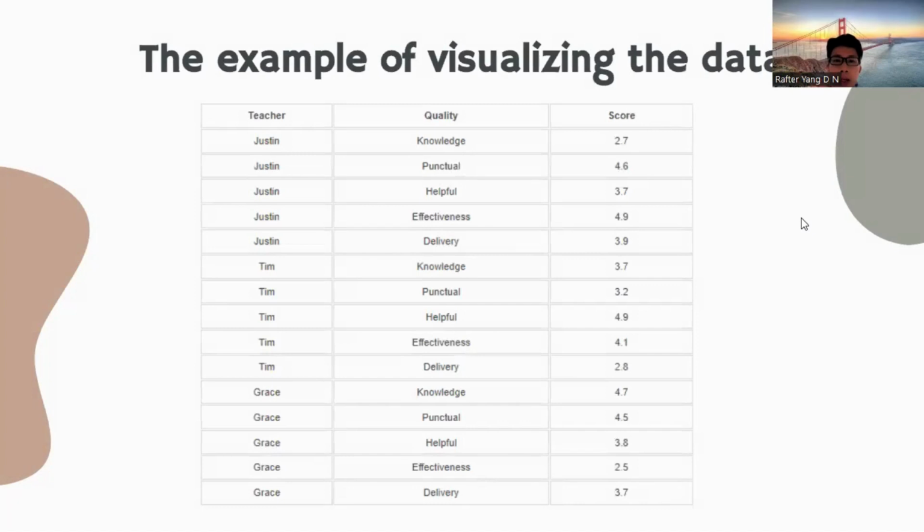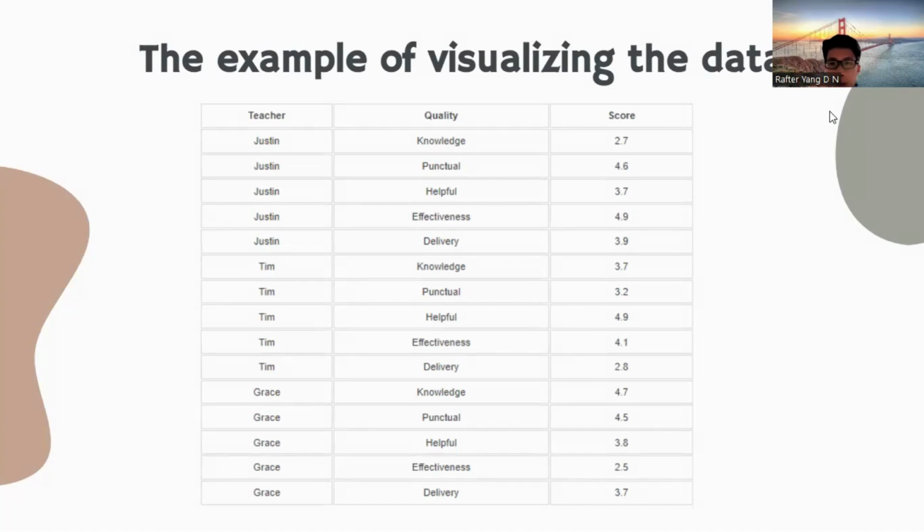So here is the example of visualizing the data. It could be in any kind of sector, but for the example, I use the education sector. Here we are going to compare three teachers: Justin, Tim, and Grace. We measure each component known as knowledge, functional, helpful, effectiveness, and delivery, and they also score for each individual.